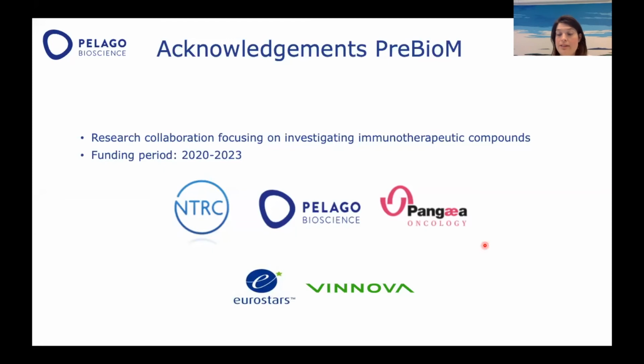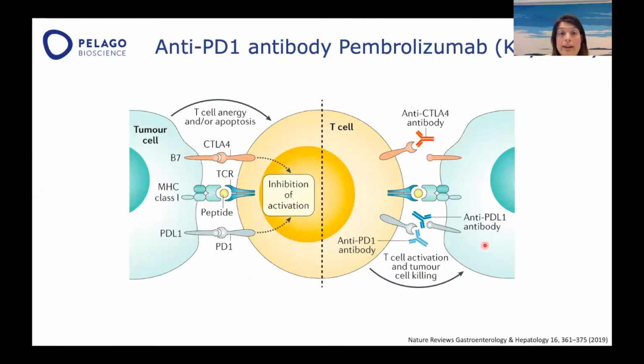So the work that I'm going to present is a research project we're running in collaboration with our partners. This is the project called PreBioBM, and it includes Pelago, Pangea Oncology, and NTRC, and it's funded by Vinnova and Eurostars. In the case study included here, we have profiled Keytruda. Keytruda acts by binding to PD-1, and by that inhibits the tumor deactivation mechanisms of the T cell.